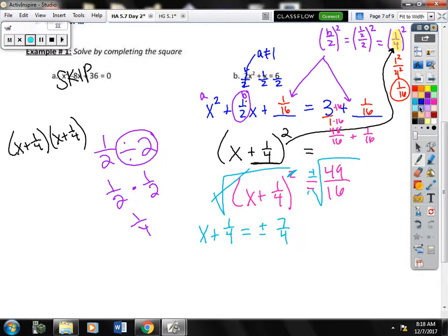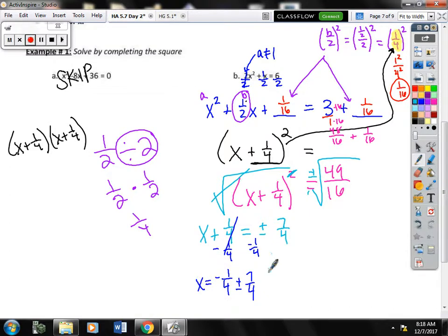And then it's up to you. If you notice, these are both fractions. You can either set up two equations, setting one equal to positive 7/4 and one equal to negative 7/4, or you can move it over and then split it up. I don't care how you do it. A lot of you will do this. You just don't want to leave that as your final answer because they are able to be combined.